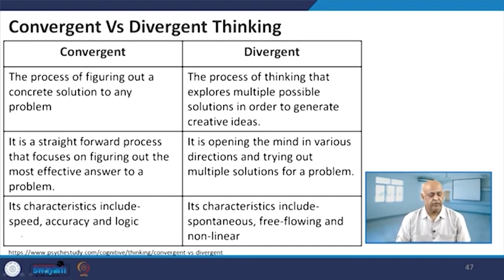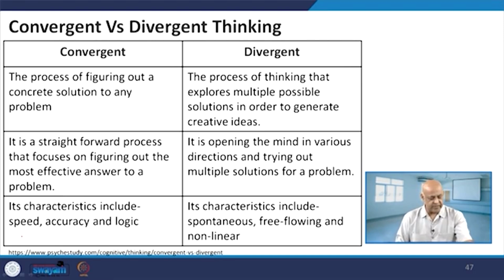Now, we have talked earlier about convergent versus divergent thinking, and the process of figuring out a concrete solution to any particular problem. Convergent thinking is a straightforward process that focuses on figuring out the most effective answer to a particular problem. You can decide priority 1, priority 2, priority 3 on the basis of what will be the most effective answer, and it should include speed, accuracy and logic.